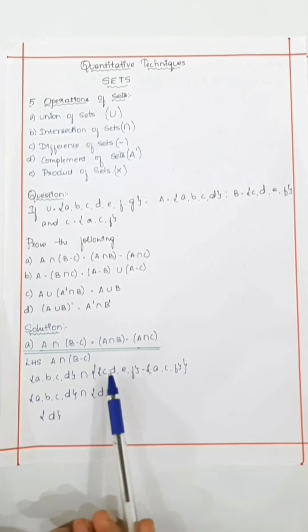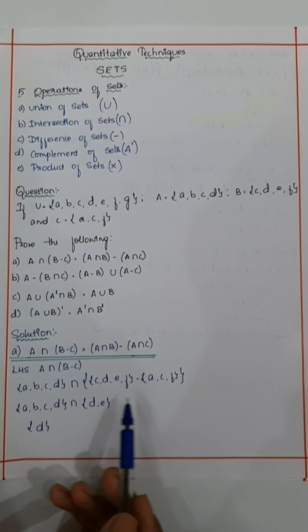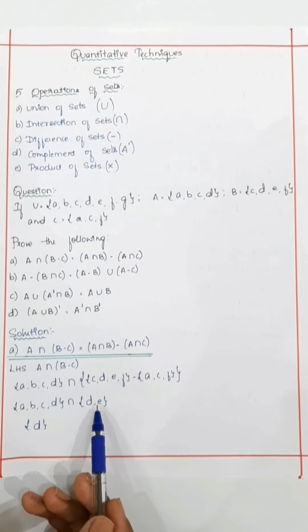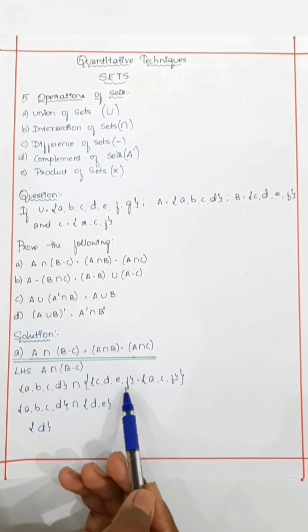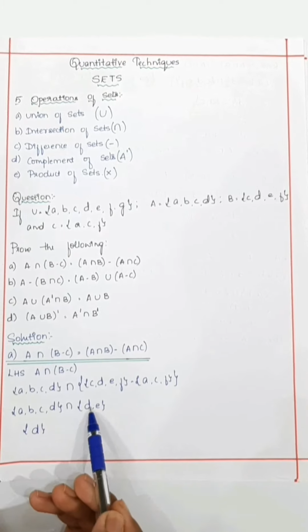We have 2 different sets, that is set B and set C. For set B, C, D, E, F is the element and for set C, A, C, F is the element. First let us solve this difference. The difference between these 2 sets is D and E because C and F are common among these 2 sets. So the difference is D and E.